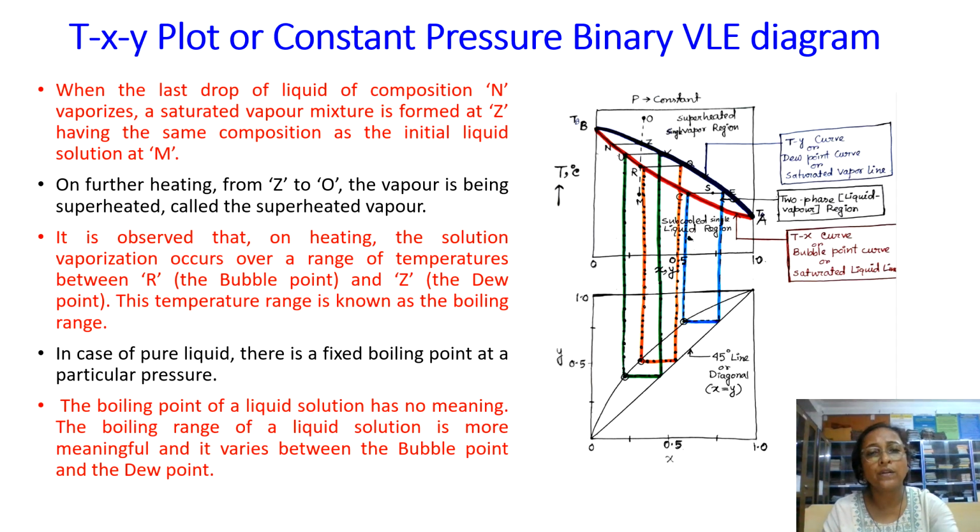It is observed that on heating, the solution vaporization occurs over a range of temperatures between R, that is the bubble point, and Z, that denotes the dew point. This temperature range is known as the boiling range. In case of a pure liquid, there is a fixed boiling point at a particular pressure. But the boiling point of a solution has no meaning. The boiling range of a liquid solution is more appropriate terminology, and it varies between the bubble point and the dew point.